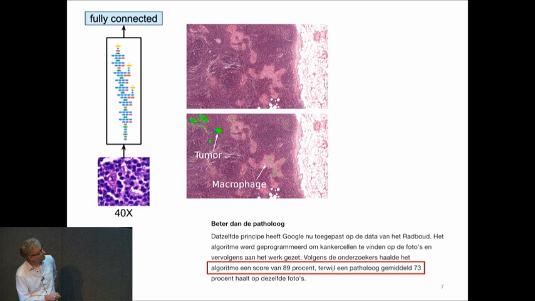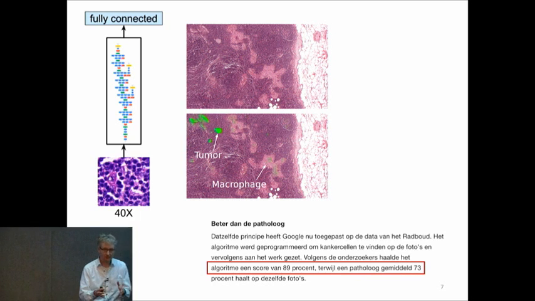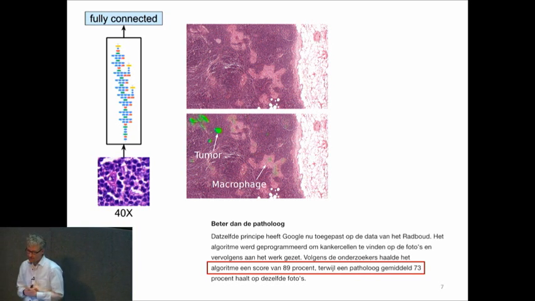Comparing the algorithm against the pathologist, the pathologist scored 73% and the algorithm 89%. So again, another example where the algorithm is surpassing a human on a well-defined, limited domain, I should say, on a task which is really very boring and time-consuming.